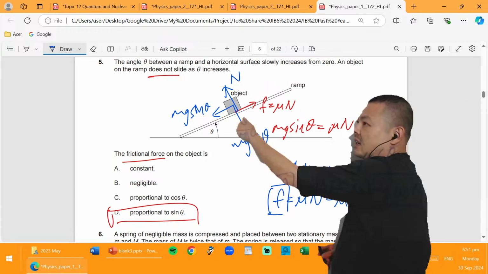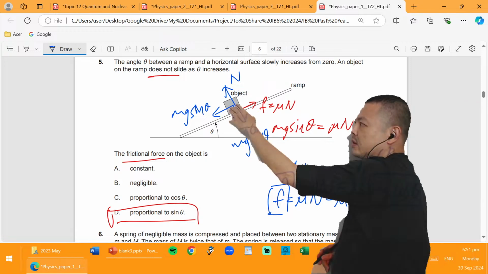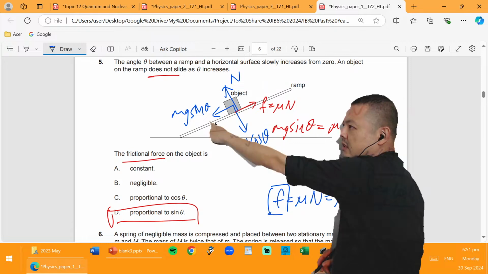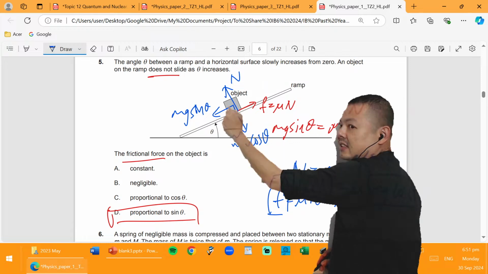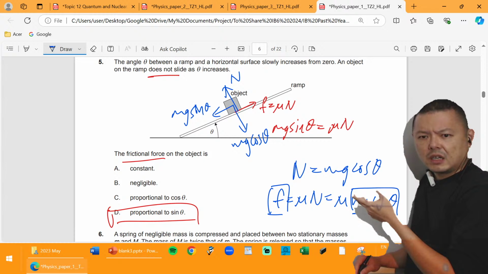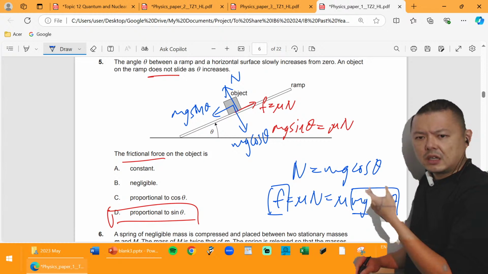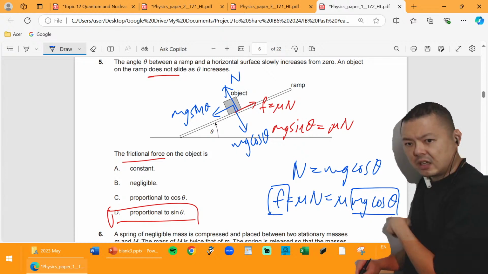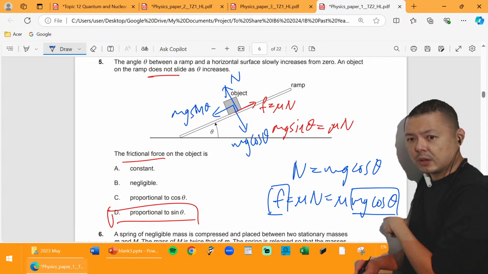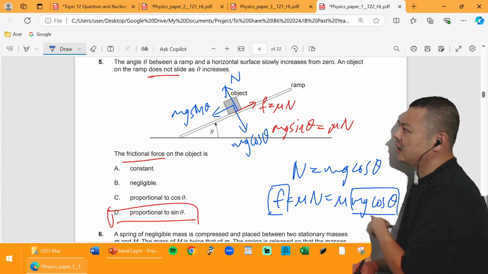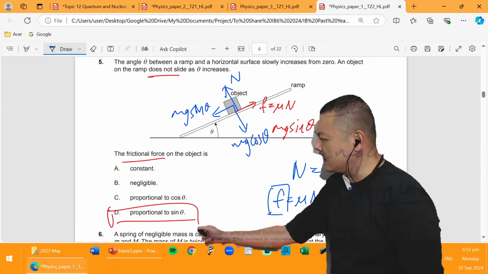And as long as it doesn't slide down, the frictional force actually increases with sine theta, because as theta increases, sine theta increases. It's a very strange thing to say, it's proportional to negative cosine theta. That's hella weird though. But yeah, I can see where the confusion is. I mean, I would just choose D because of what I just did.